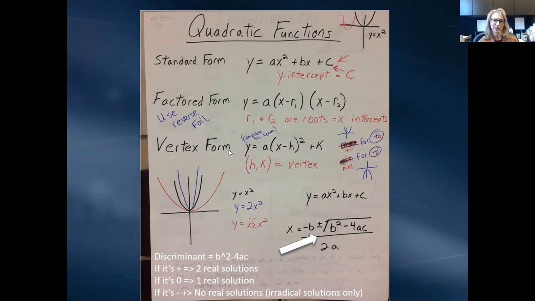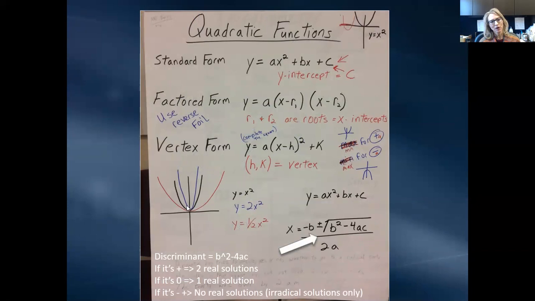The vertex form is less commonly found on the ACT, but the vertex form is y equals a times the square of x minus h plus k. And when it's written in this form, it's simple to look at and find your vertex, and that's h, k. If it's a positive parabola, a positive function where it makes a U and opens up, then that's going to be your lowest point, and your vertex is your highest point on a negative function, a negative parabola.